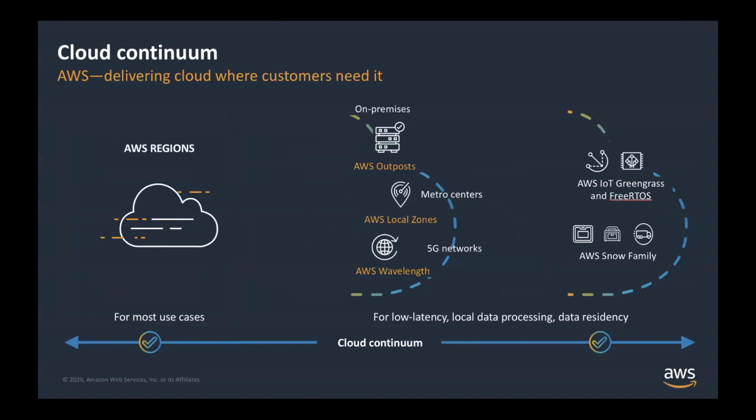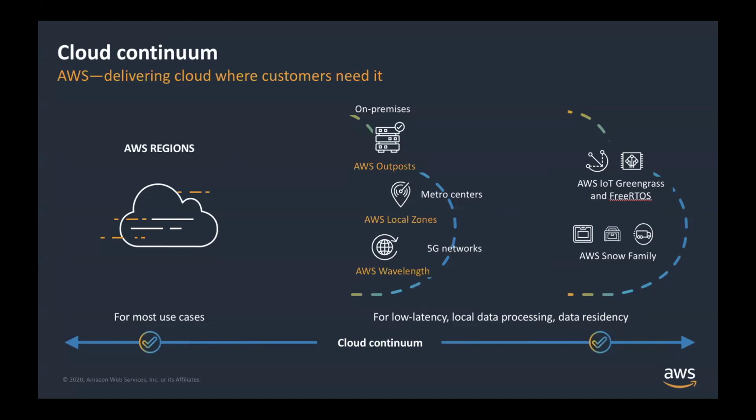Awesome, thank you. At AWS, when we think about the app continuum, we also need an infrastructure and services continuum to help our customers run applications wherever they need it. Starting off with the AWS regions that serve most customer use cases, and then extending out to the farthest parts of the edge with IoT and disconnected environments. We're also building out services in the middle tier where customers need AWS infrastructure and services on premises, in large metro centers near end users, and at the edge of 5G networks to reach mobile devices.